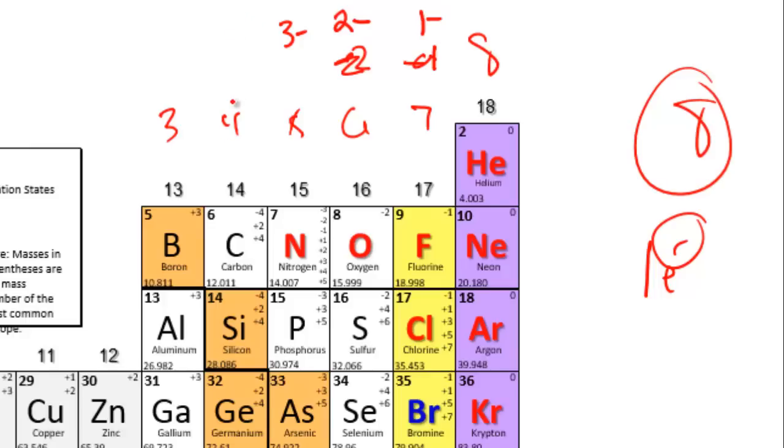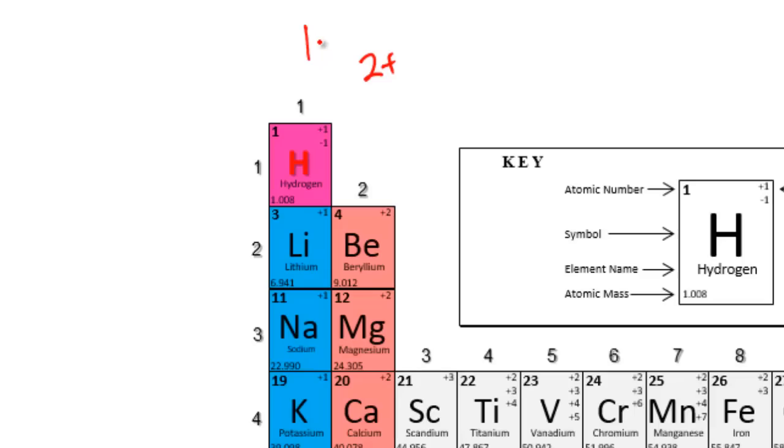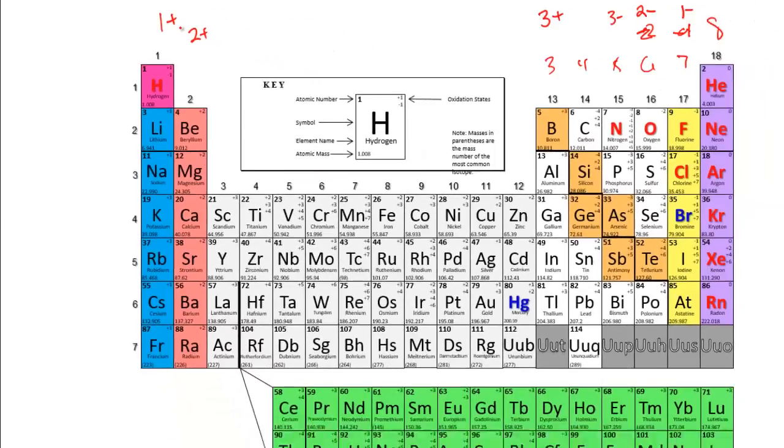Group 14 we don't really worry so much about. Group 13 here has 3. They lose their electrons, so they actually go positive in charge. You get 2 plus for group 2 and 1 plus for group 1. So kind of keep that in mind.